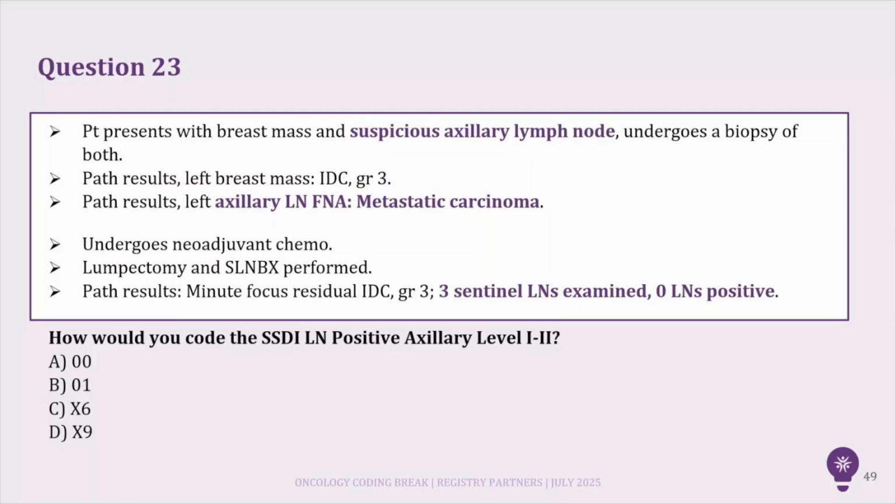So we had a positive FNA during the clinical workup, neoadjuvant chemo, and then sentinel lymph node biopsy was negative.